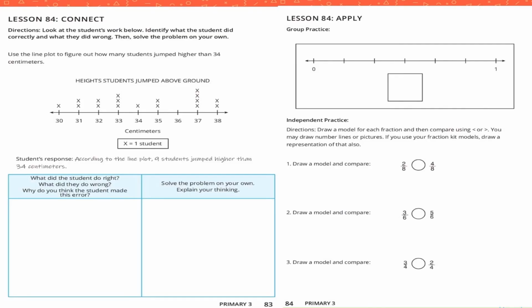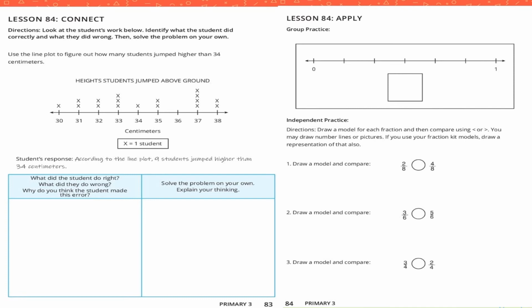Let's start with lesson 84, the connect part. Look at the student's work below. Identify what the student did correctly and what they did wrong. Here we have a line plot. Use the line plot to figure out how many students jumped higher than 34. The student's answer according to the line plot: 9 students jumped higher than 34. Remember, x equals 1 student.